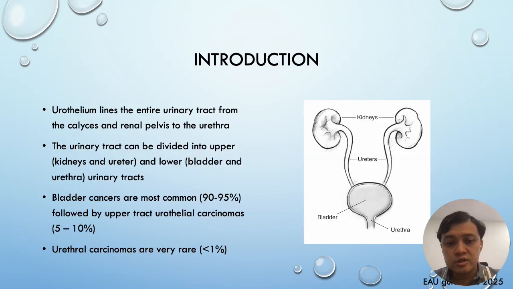First, urothelium, as we know, lines the entire urinary tract from the calyces and renal pelvis of the kidneys to the urethra. And I'm sure later you will hear the lecture from Dr. Chow regarding the special characteristics of this epithelial lining. The urinary tract can be divided into the upper urinary tract, which consists of the kidneys and the ureter, and the lower urinary tract, the bladder and urethra. As we know, bladder cancers are the most common neoplasm from this region, 90 to 95%, followed by UTUC, upper tract urothelial carcinoma, and urethral carcinoma, which are actually quite rare.